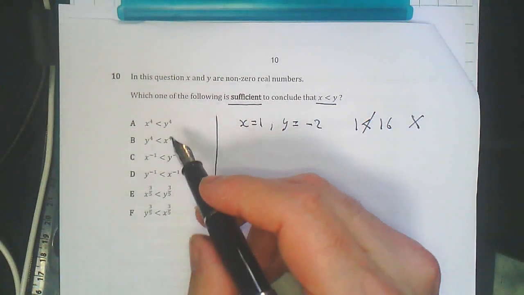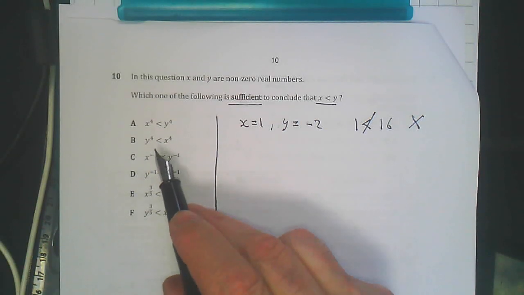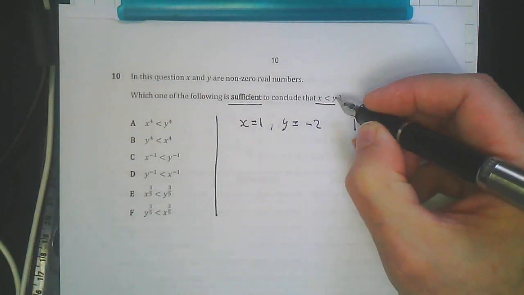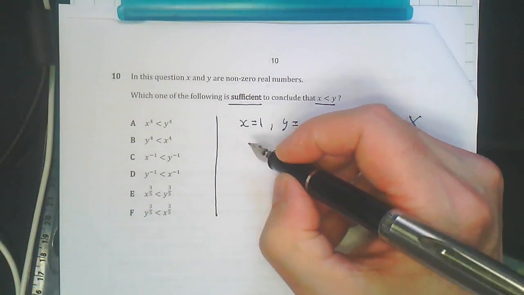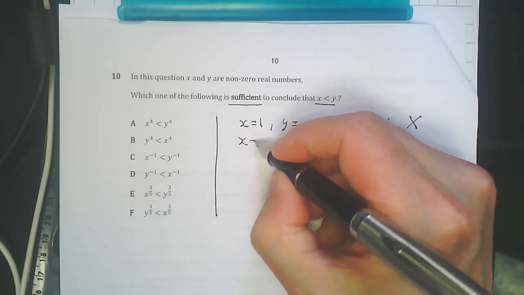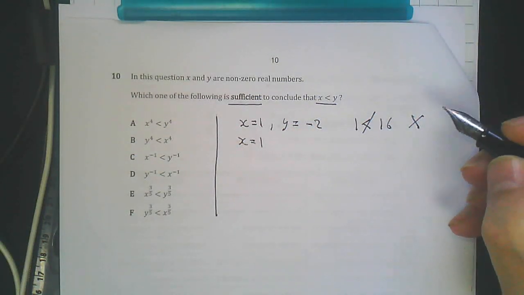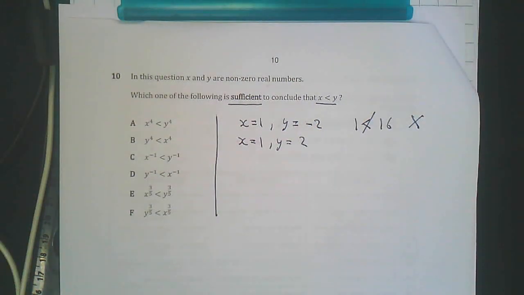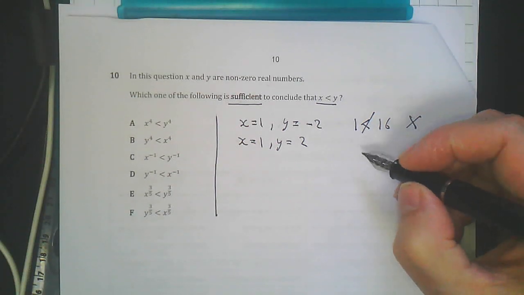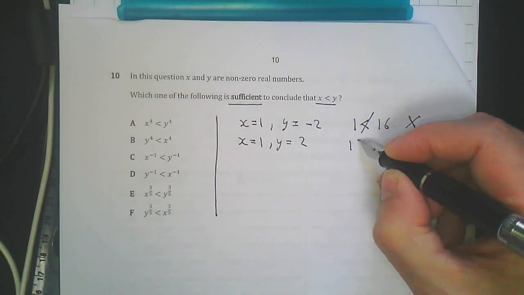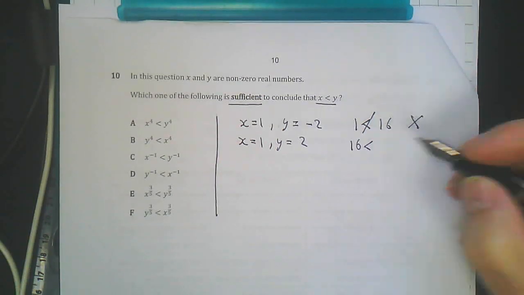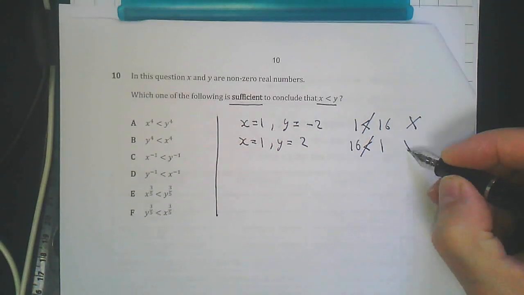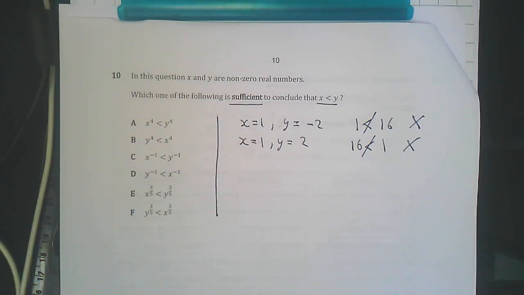Okay, for the second one, we can just use positive numbers. Let's use X equals 1 and Y equals 2. This time we want to do it the other way around. So we get 16 is less than, is what we're trying to show. It's less than, and we've got 1. Again, that's not true. So that's disproved as well for all X and Y.